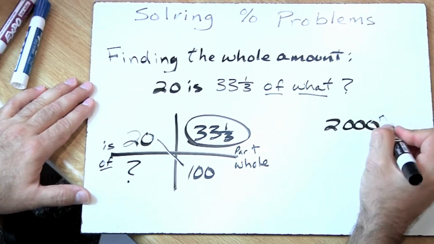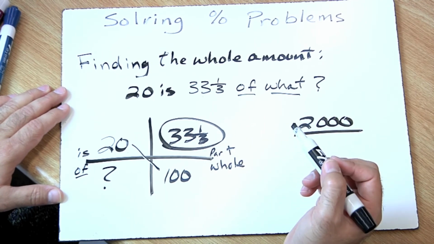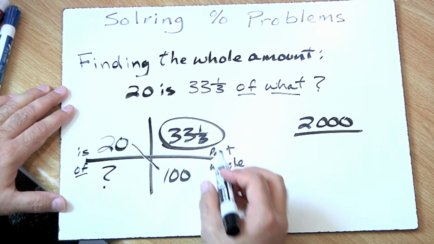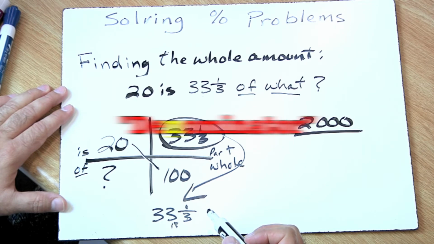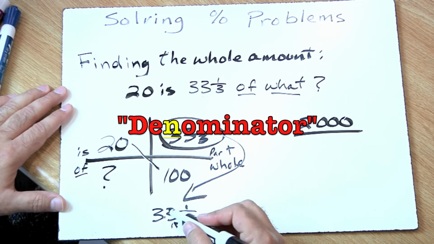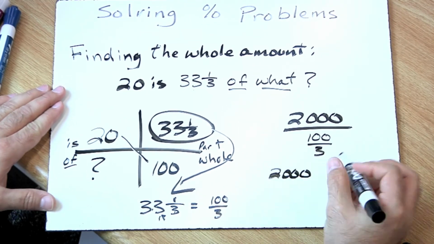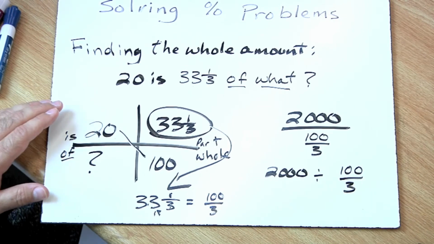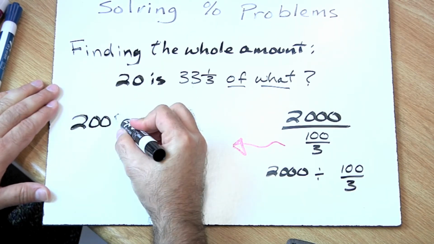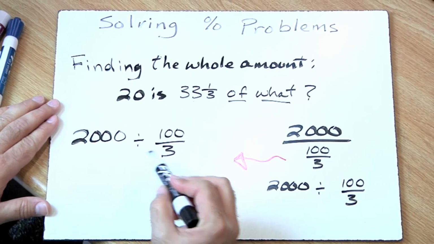Looking at the 2 numbers at an angle, we're going to multiply. 20 times 100 is 2,000, divided by 33 1/3. But first, why don't we take this mixed number and convert it to an improper fraction? Remember, we're going to multiply up from the denominator to the whole number. 3 times 33 is 99, plus 1 is 100, and that'll be over 3. So we're dividing 2,000 divided by 100 over 3. So let's reformat this whole problem. We're going to take 2,000 and divide it by 100 over 3, or 100 thirds.